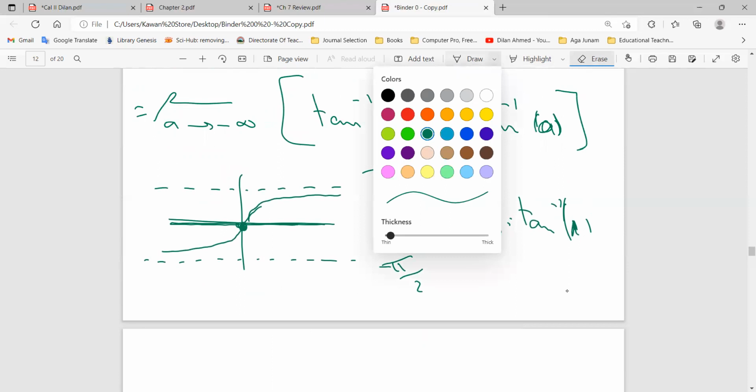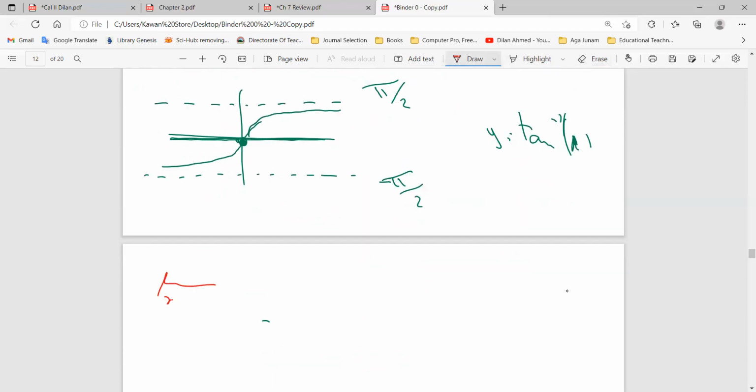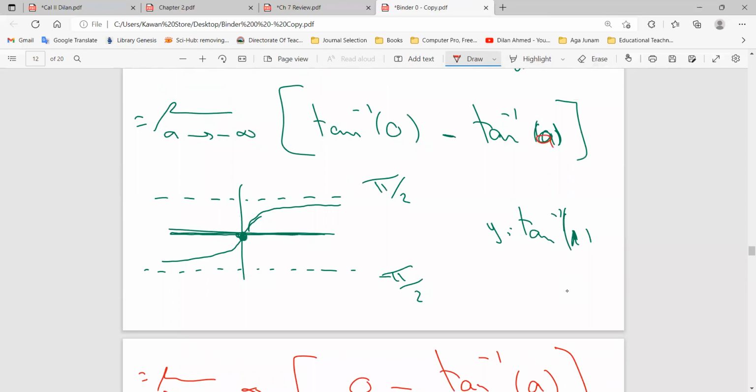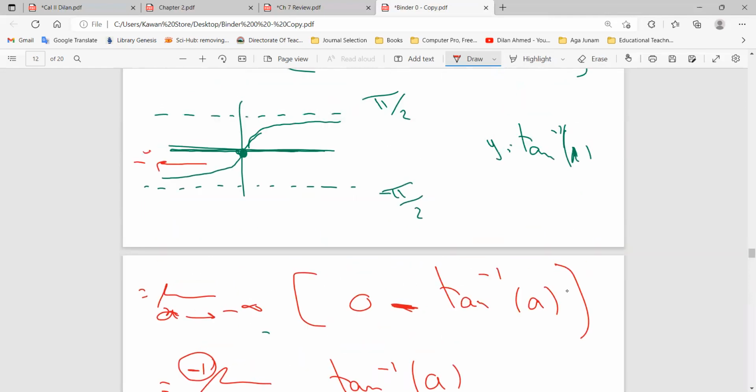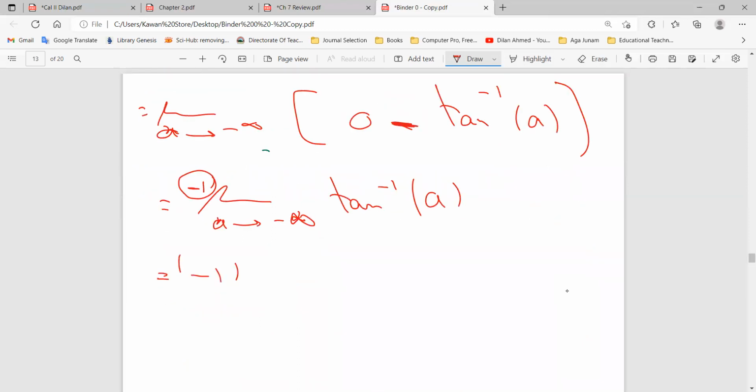I will get the limit as a approaches minus infinity of 0 minus tan inverse of a. Am I right? We have a here, so it remains tan inverse of a as a approaches minus infinity, minus 1 here. So tell me about the limit of tan inverse when approaching minus infinity. Yes, you are right. We are going to minus infinity, so the graph is going to here. Here it is minus pi over 2. So I will get minus 1 times minus pi over 2, and I'll get pi over 2.